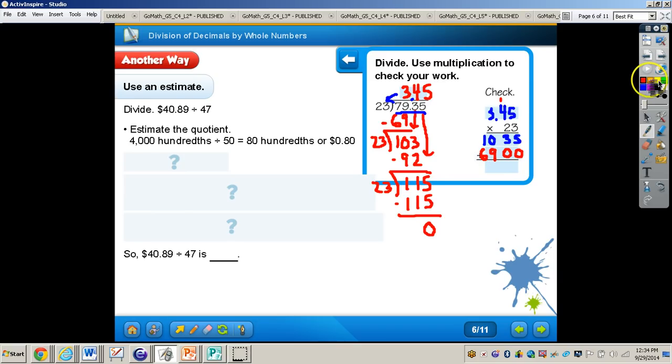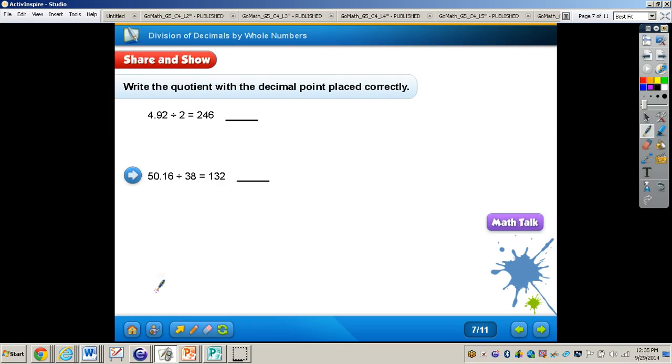Add everything together. 5 and 0 is 5. 3 and 0 is 3. 9, 7. We have 2 digits to the right of the decimal in my problem, 2 to the right for our answer. So that is a way that you can check your division work. You can multiply your quotient by your divisor, and if you do get your dividend, that means you do have the correct answer.